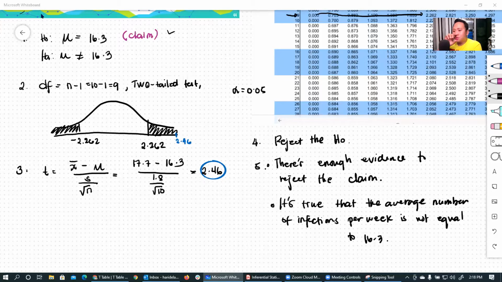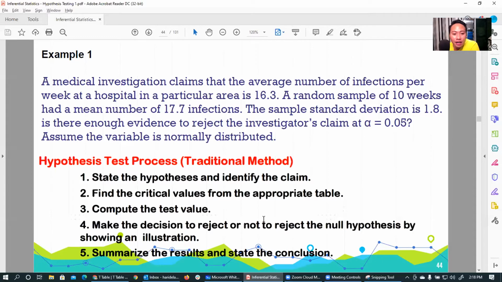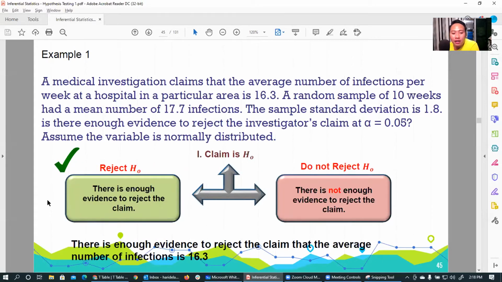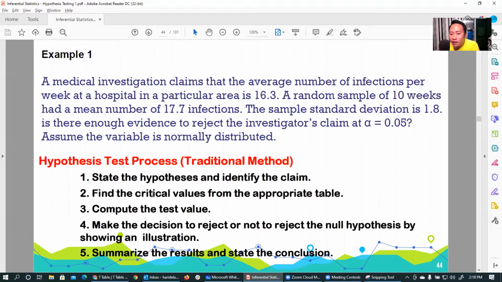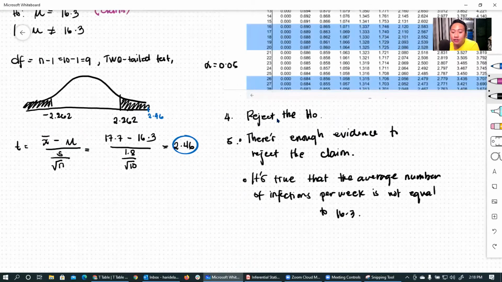Hope you're able to get it with respect to the first example that I just discussed today. Let's proceed to the next example. So here, there is enough evidence to reject the claim. This is what I wrote here, guys.